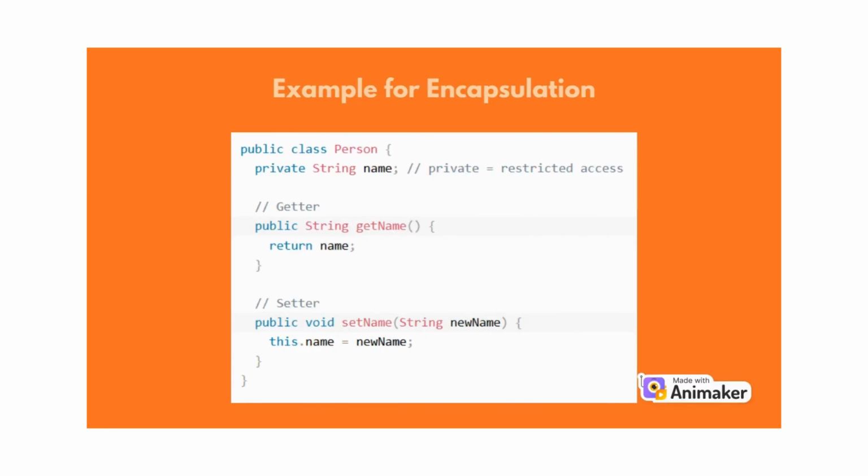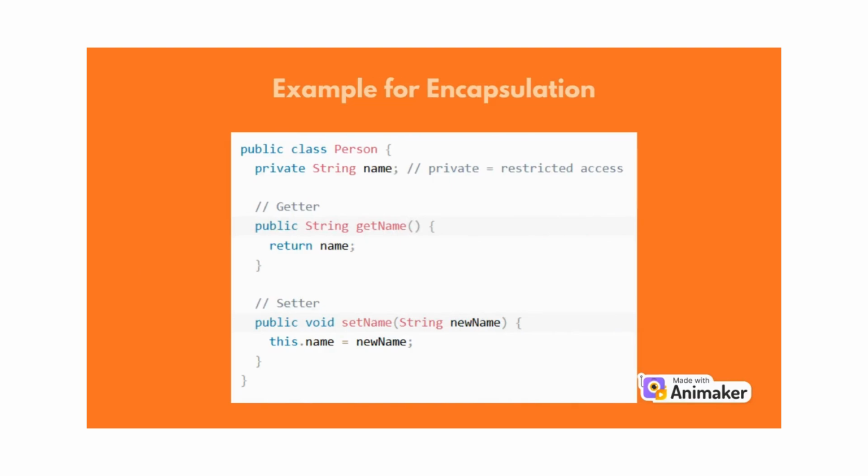Private string name. Now, to allow controlled access, we have created 2 public methods, a getter method called getName and a setter method called setName. The getter allows other classes to read the value of name. The setter allows them to change the value, but only through this method.